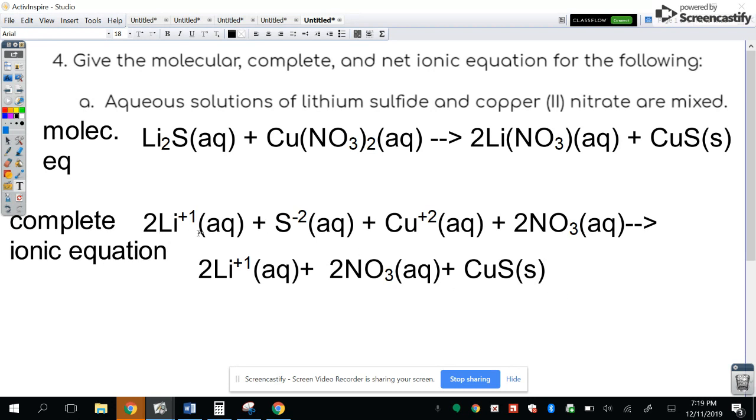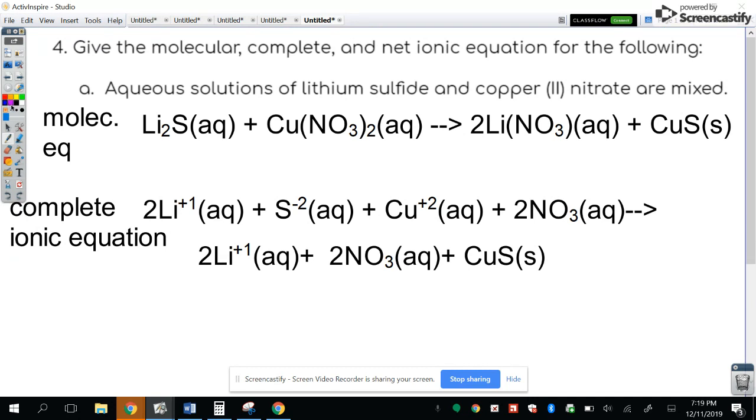So anything that did split or could split did, and then my solid stays together. So this is fine because it actually shows us what's really happening, but it's a little bit messy and difficult to see the actual chemistry that's happening. So in order to zoom in on the chemistry, I'm going to eliminate everything that stays the same. And those things that stay the same are called spectator ions.